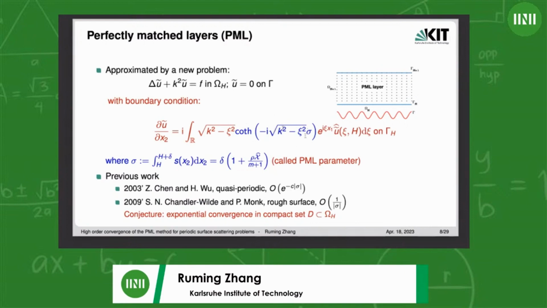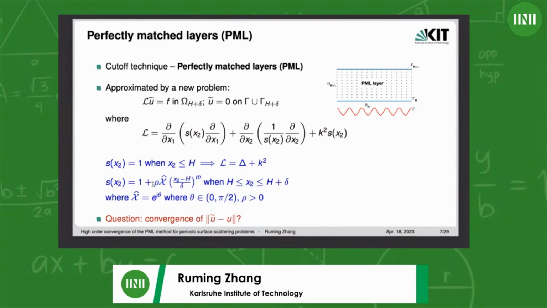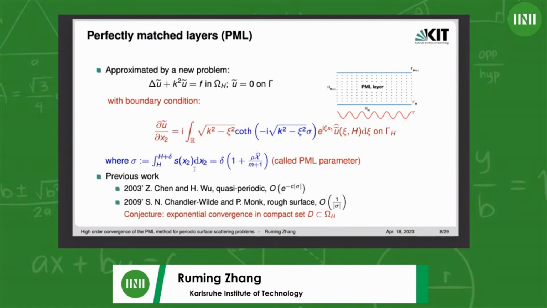And here, sigma is defined in this way. It is called the PML parameter. You can see that sigma is related to two factors. The first one is the thickness of the layer, which is lambda, sorry. Also it depends on the function S, with the parameter rho. So it depends on two parameters, the thickness lambda and the parameter rho.